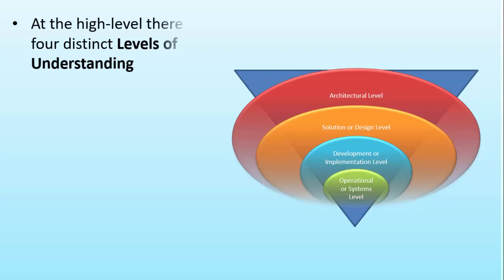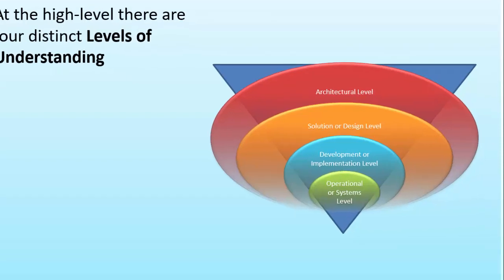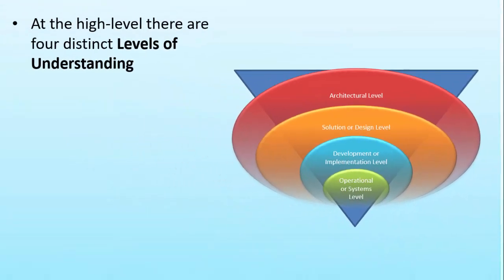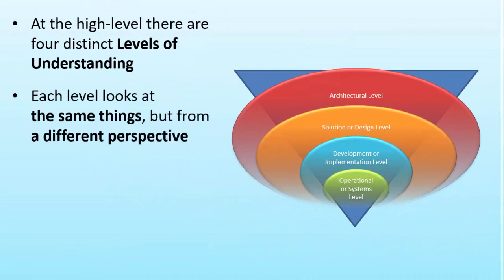At the high level, there are 4 distinct levels of understanding, and they're shown in this diagram here. So there's the architectural level, which is at the highest level of understanding. This is followed by the solution or design level, then the development or implementation level, and finally the operational or systems level. Each level looks at the same things, but from a different perspective.